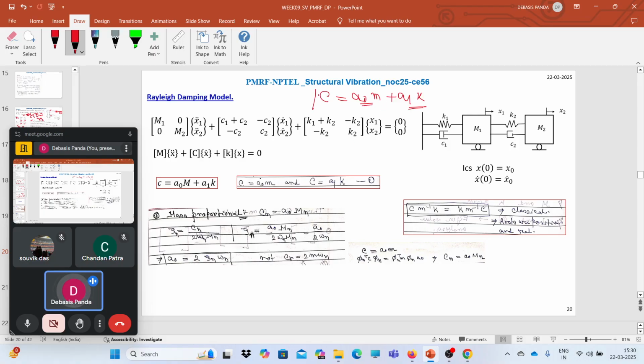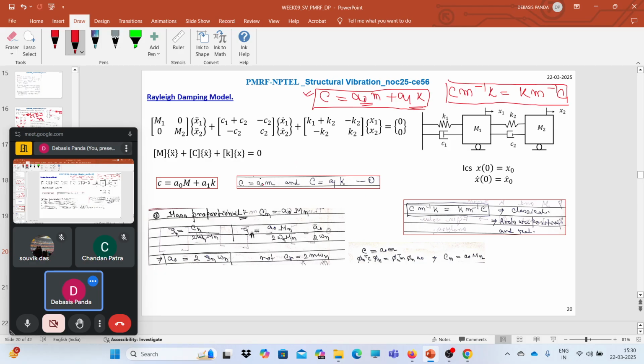And this model will only work when all the roots are real and positive. That means the condition C M inverse K should be equal to K M inverse C. If it satisfies this condition, that means all the roots are real and positive. Then only I can apply this model.